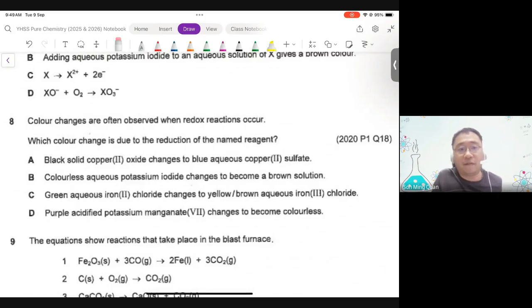Color changes are often observed when redox reactions occur. Which color change is due to the reduction of the named reagent? This is the key, yeah? Okay, all these are color changes, but they want the color change where the named reactant, the reagent, is reduced. So let's vote now.